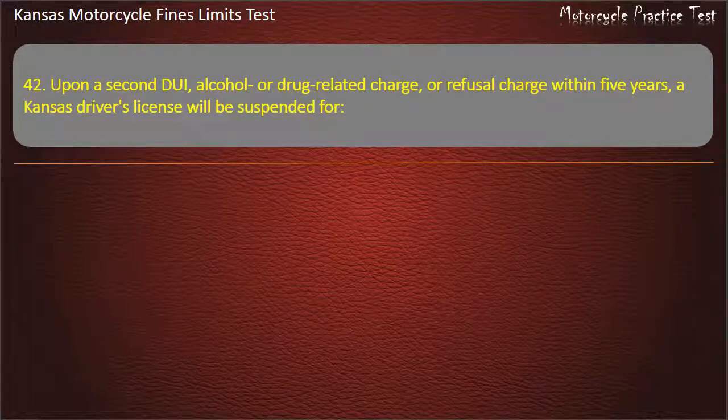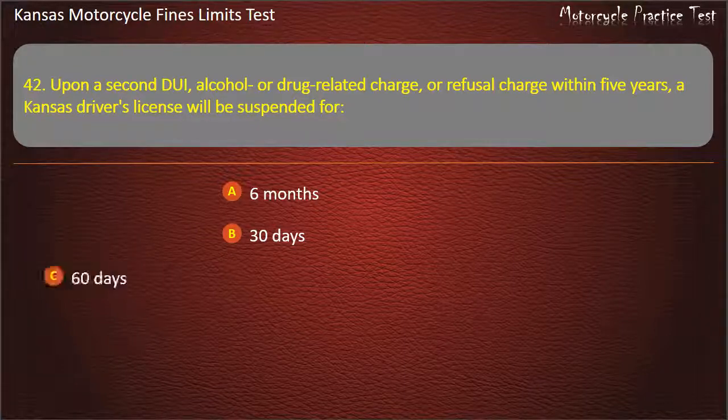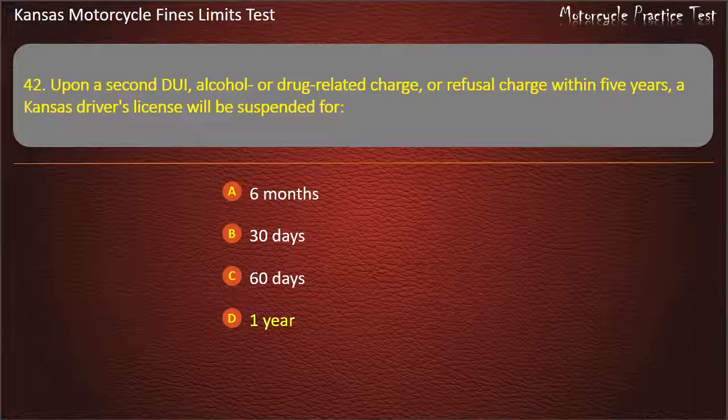Question 42. Upon a second DUI, alcohol or drug-related charge, or refusal charge within 5 years, a Kansas driver's license will be suspended for 6 months, 30 days, 60 days, 1 year. Answer. 1 year.